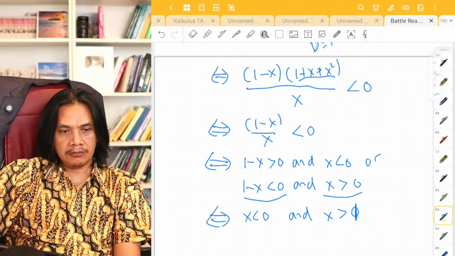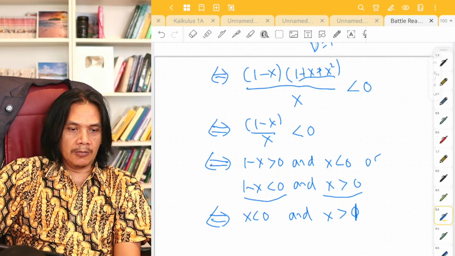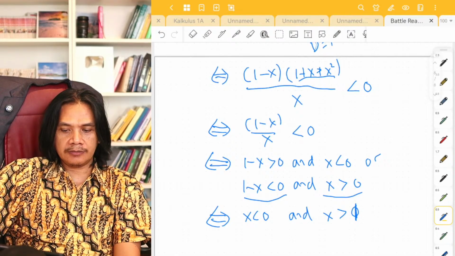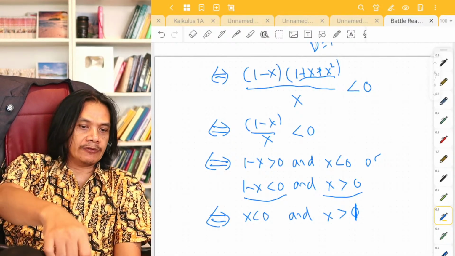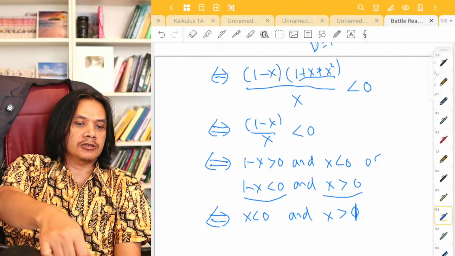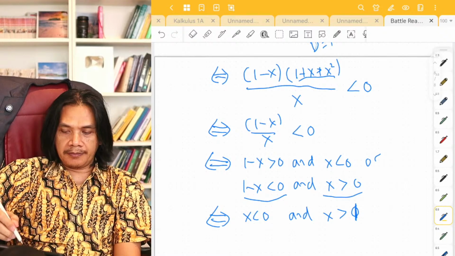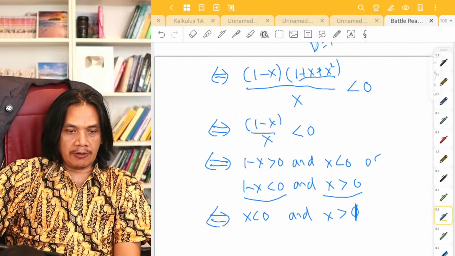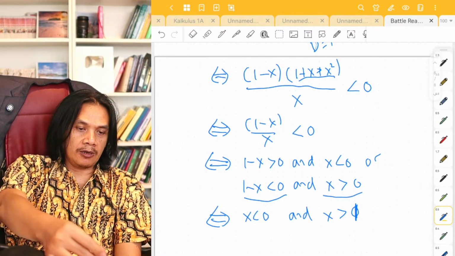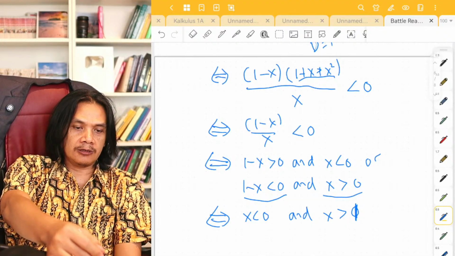Is that true? What's the thing we're looking for? 1 over x less than x squared. If x is negative, certainly it is true, because this one is not negative. If x is bigger than 1, then 1 over x is going to be smaller than 1, and x squared is going to be so big.